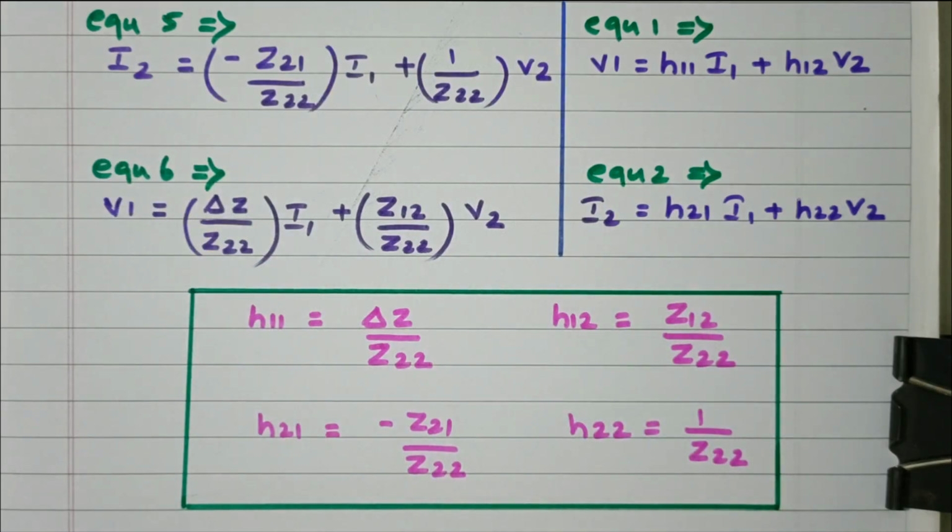So in this video we discussed how to get the relation between H parameter and Z parameter. Initially we discussed what two-port network parameters are available, then the general equations. By reframing the equation we got equations 5 and 6, which were compared with equations 1 and 2, so that we got the relationship.